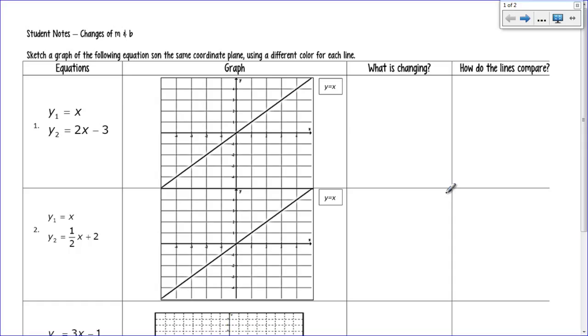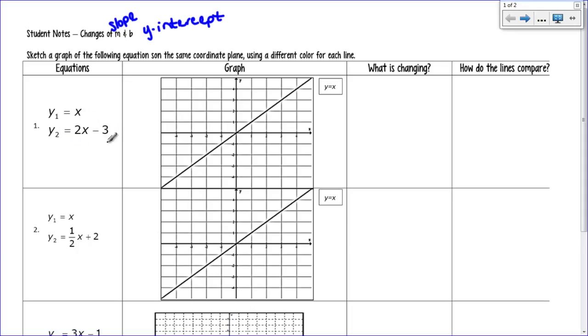So this is Transformations Day 3, and you will see that it says changes of M and B. So we're changing both the slope and the y-intercept today. So we're basically just taking the last 2 days and putting them together. And if you look at number 1 here, we've got the parent function y equals x, which is already graphed, and then we want to graph y equals 2x minus 3.